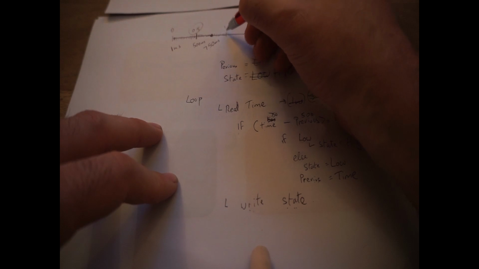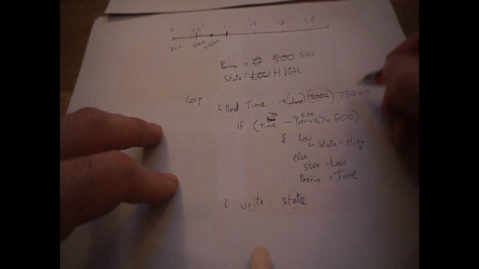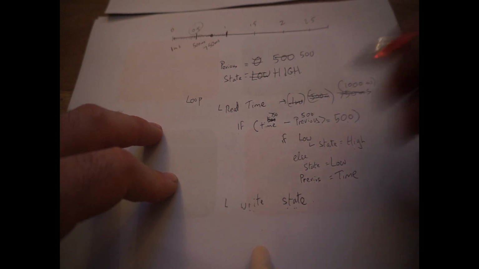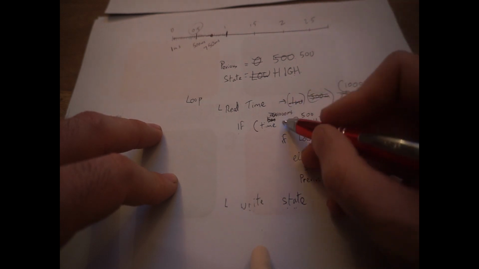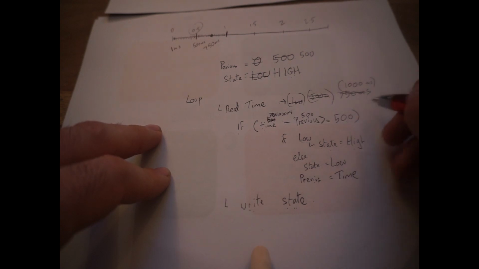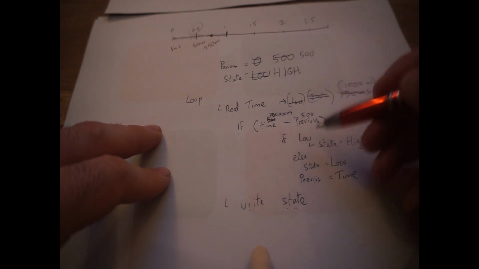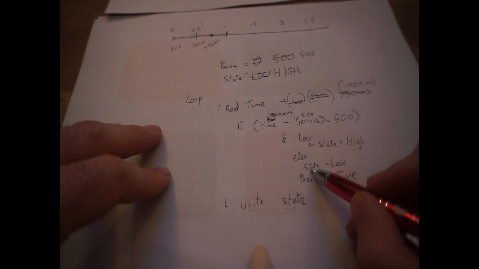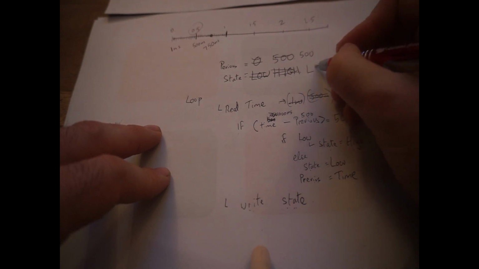We'll keep moving along our timeline till we reach 1 second. Now our real time is actually 1 second, so 1000 milliseconds. If the time, which is 1000 milliseconds now, subtract the previous, which was 500, that will give us an answer again of 500, is greater than or equal to 500, which it is, move in here. Now if it's low, this isn't low, it's high at the moment, so it'll skip that, else it'll go here, state changed to low. So now we have the LED switched off.